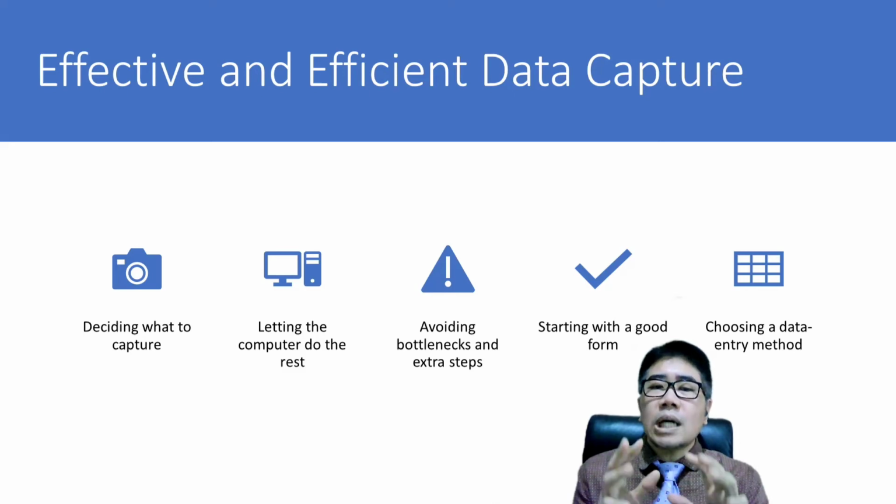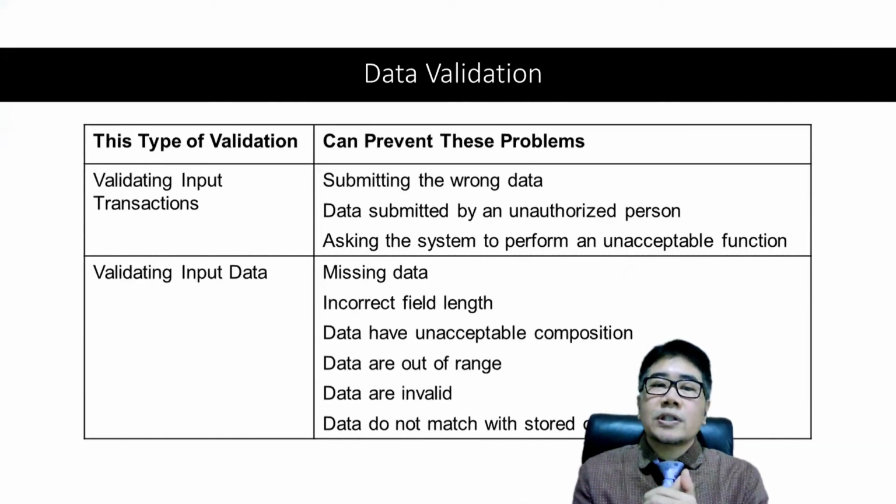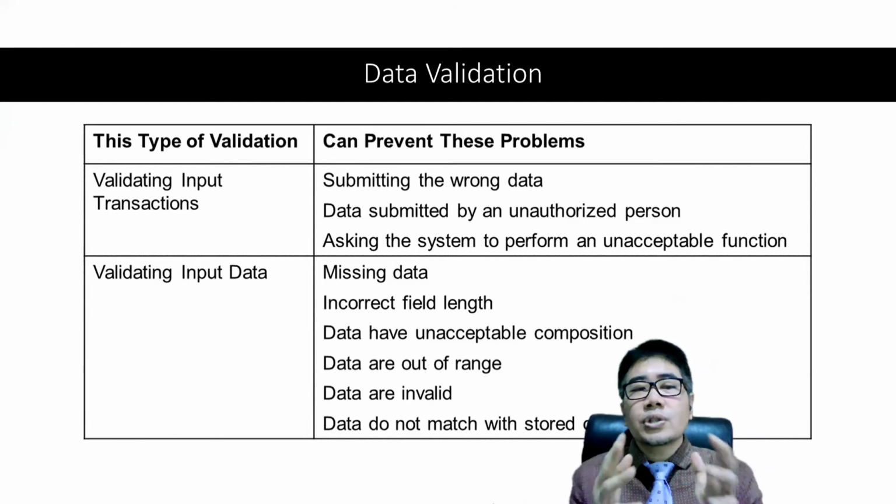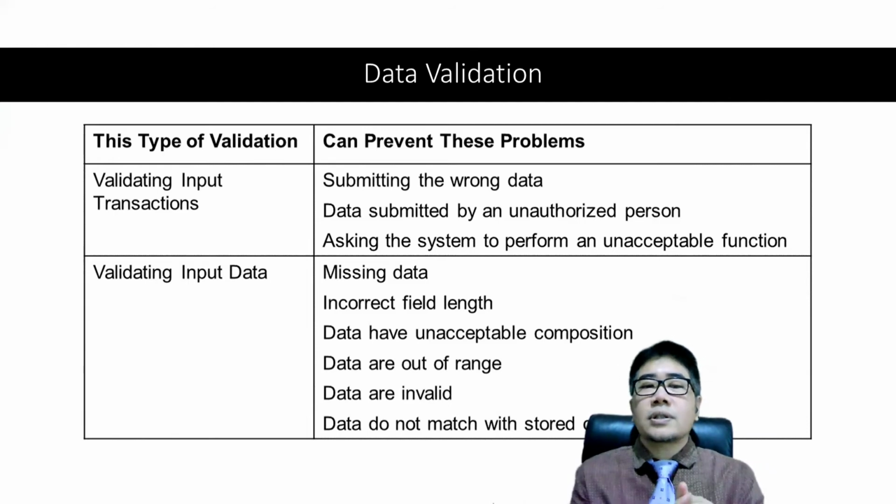Now, our last method is to make sure data entry is accurate by validating input transactions and validating the input data. Now, validating input transaction is to make sure the users do not submit incorrect data, such as conducting duplicate checks by comparing the current captured data with previously processed data.